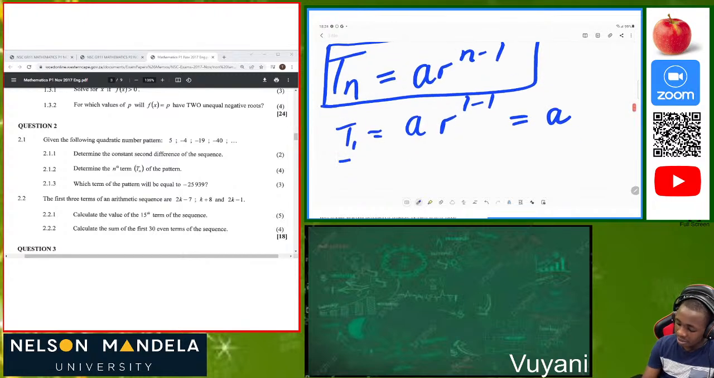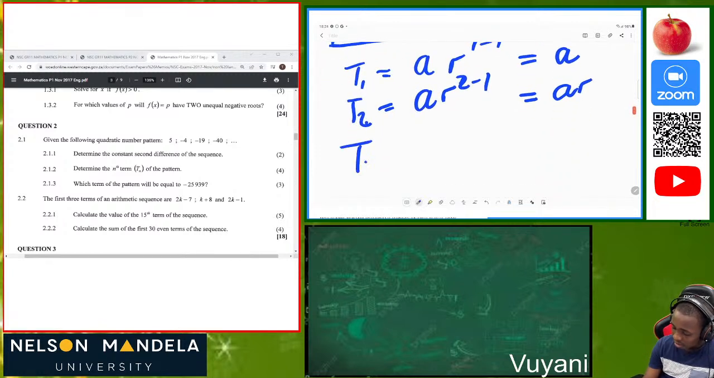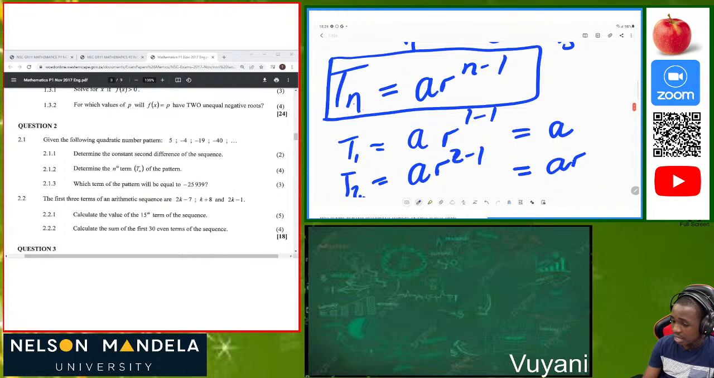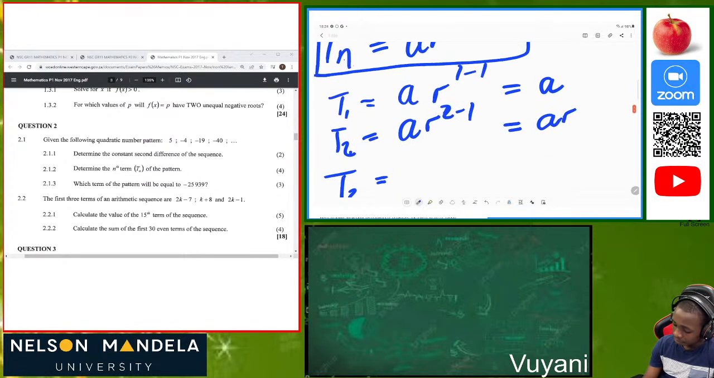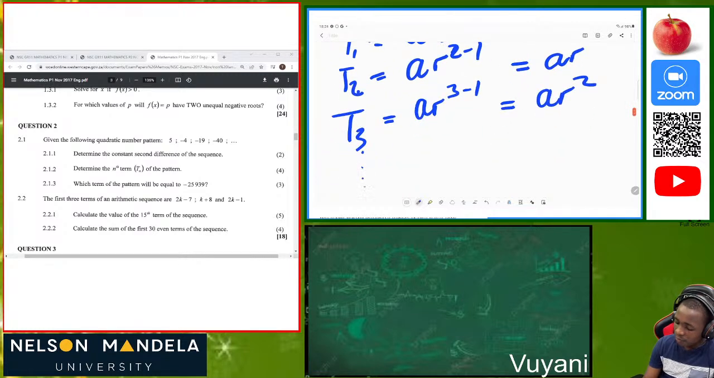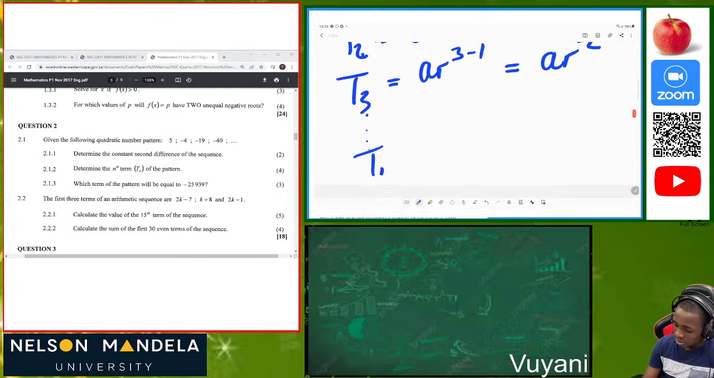Now we want to determine our T2. Where we see n, we substitute by 2. So it's going to be a r to the power 2 minus 1, then we end up having ar. T3, where we see n on our nth term formula, we substitute by 3. Then we have a r to the power 3 minus 1, which is the same as a r squared. Then you can also determine T4 until we reach Tn.